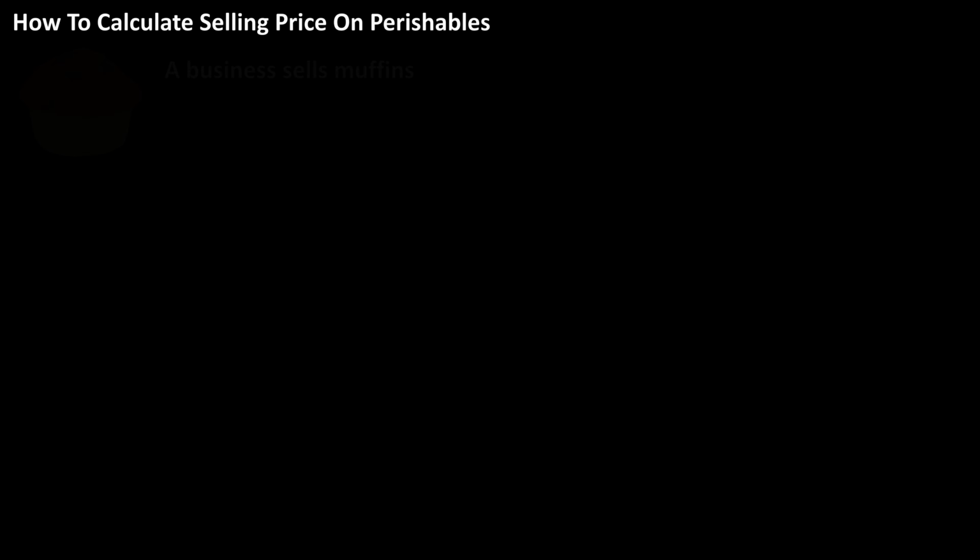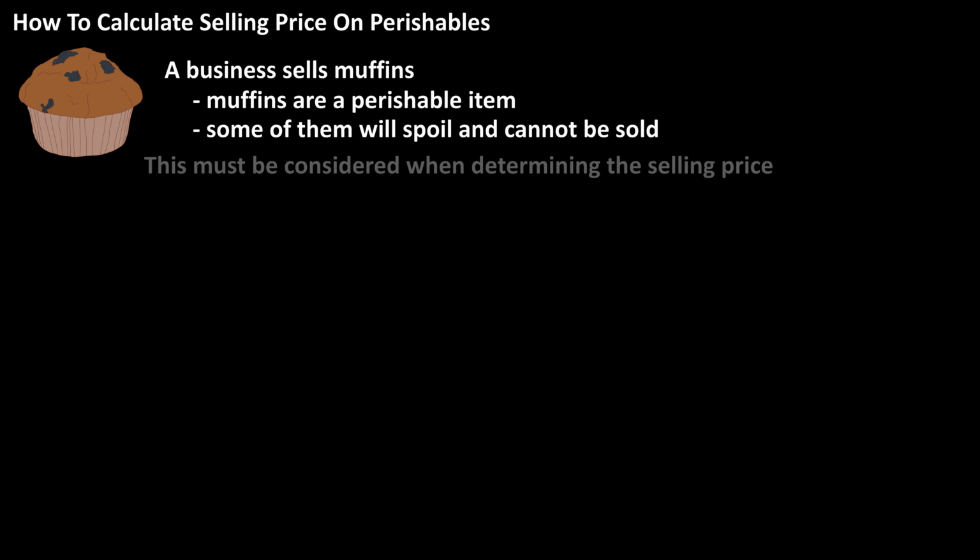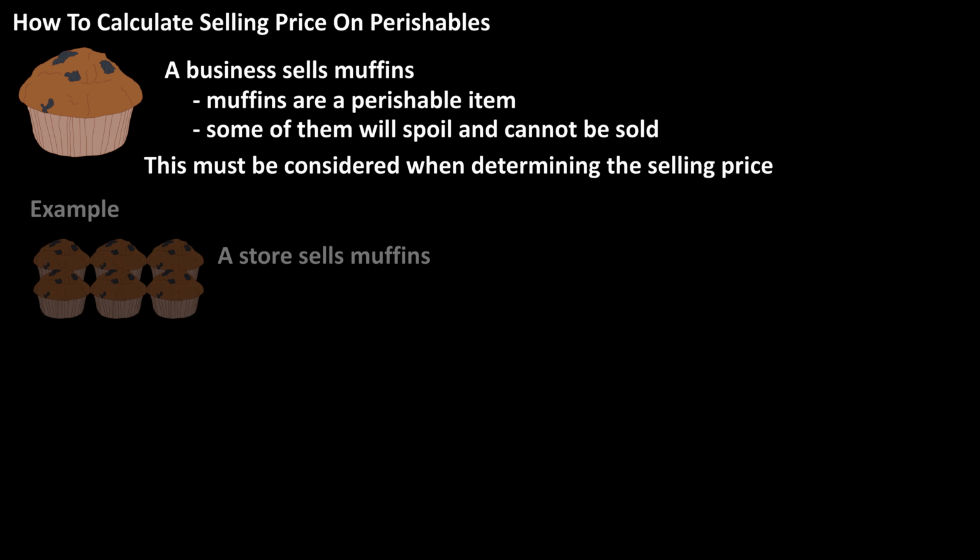Let's say that a business sells muffins, which are a perishable item, meaning some of them will spoil and cannot be sold. This must be considered when determining the selling price for perishable items. As an example of calculating the selling price for perishables, let's say that a store sells muffins.